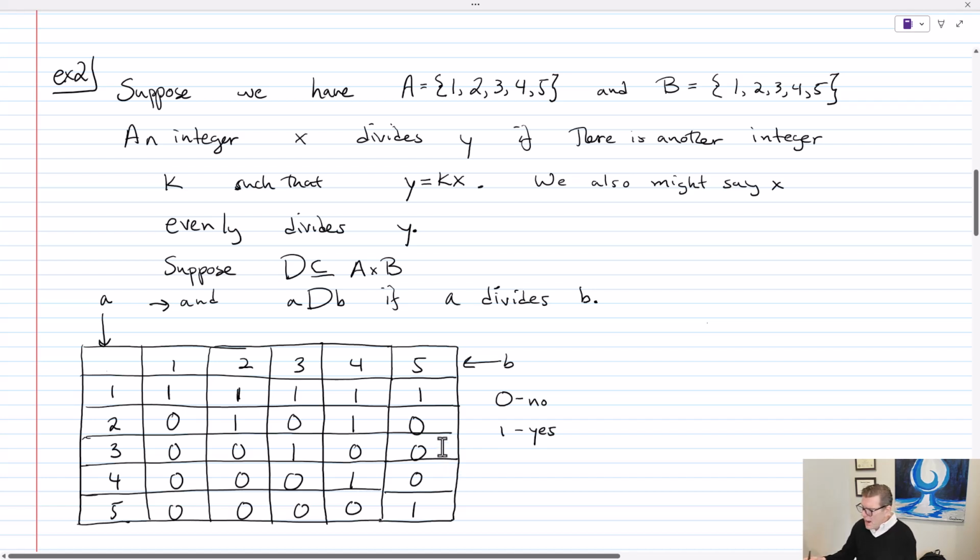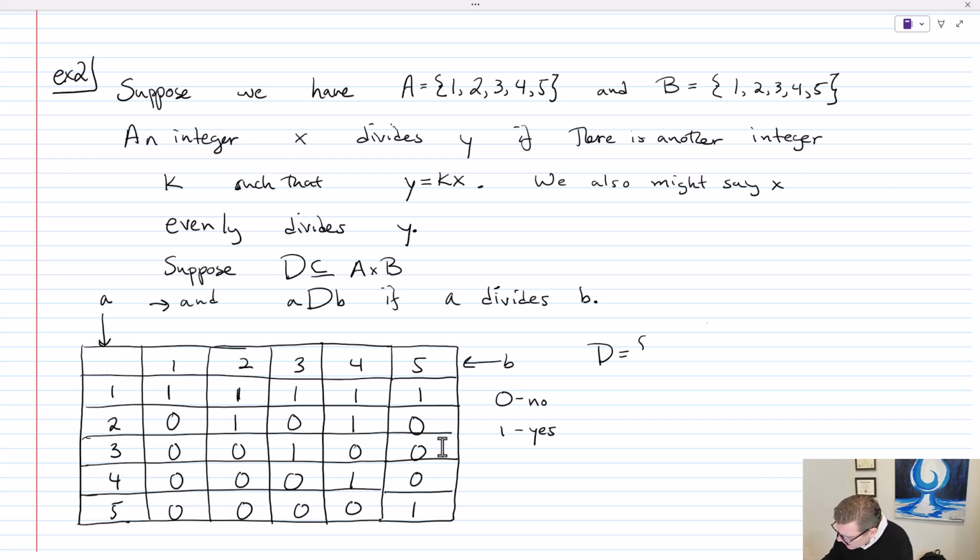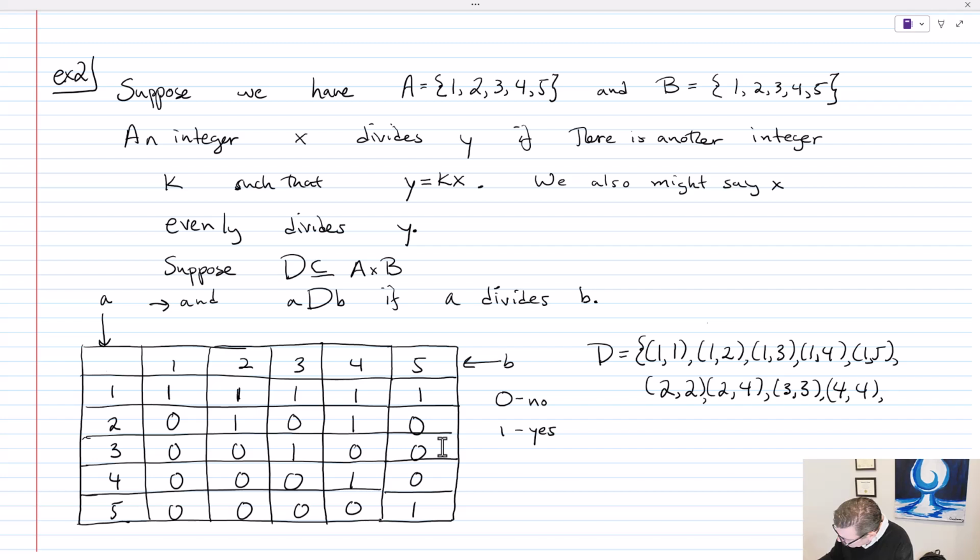What we'll do now is construct the set D. So D is going to equal the ordered pairs (1,1), (1,2), (1,3), (1,4), (1,5), (2,2), (2,4), (3,3), (4,4), and (5,5). Notice in our relation, the things that we didn't put in are anywhere we have a 0. Anywhere I have a 0, I'm not going to put that into the relation. I'm only going to have the things that are 1s, only the things that actually make the relation true.